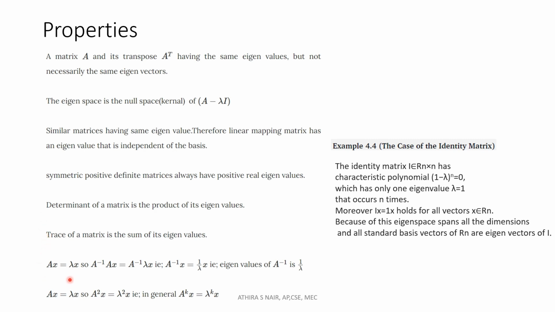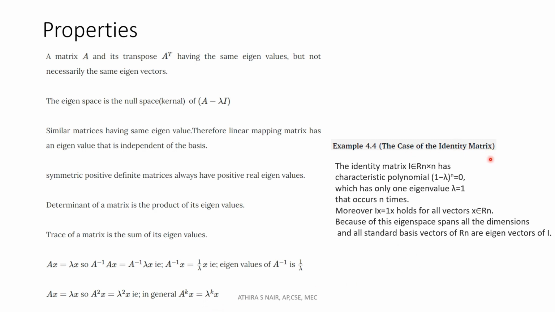So Ax = lambda x. So A^(-1)Ax = A^(-1)lambda x. That is A^(-1)x = (1/lambda)x. That is, the eigenvalue of A^(-1) is 1/lambda. Ax = lambda x. So A^2 x = lambda^2 x. That is, in general, A^k x = lambda^k x.